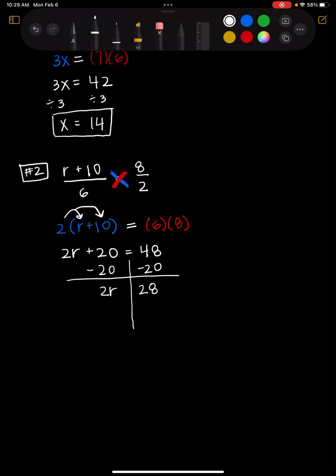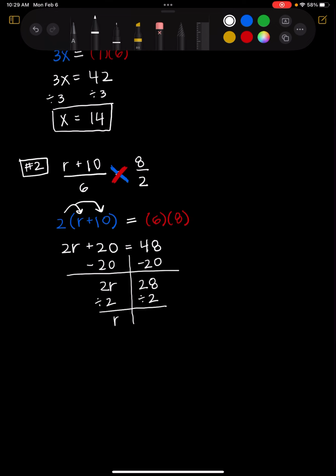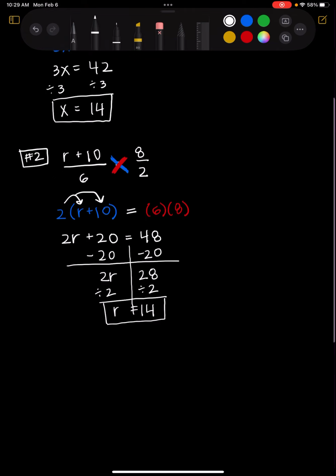Then we still want to get r by itself, which means we need to move the 2. Right now, the 2 is multiplying the r, so to get rid of it, we're going to divide each side by 2. The 2's cancel out on the left side, we're just left with r, and then 28 divided by 2 gives me 14. And r is equal to 14. That is my answer. Okay, so let's do another example.